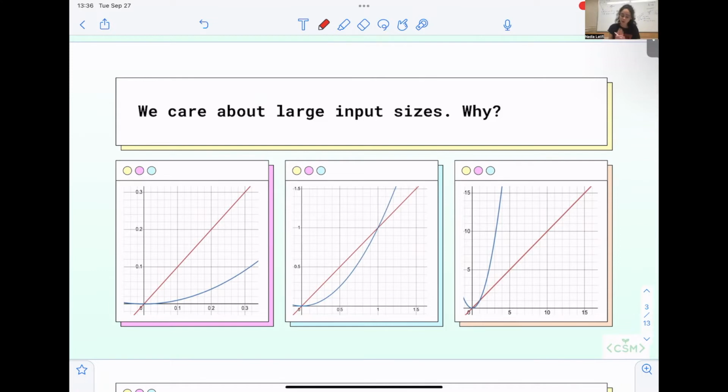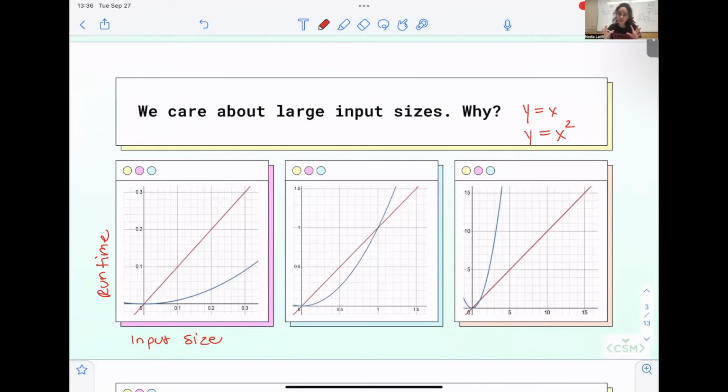Why is this? Well, let's say that I have two different algorithms, and one has a growth function that's represented by y equals x, and the other has a growth function that's represented by y equals x squared. So you can imagine that the x-axis is input size, and the y-axis is runtime.